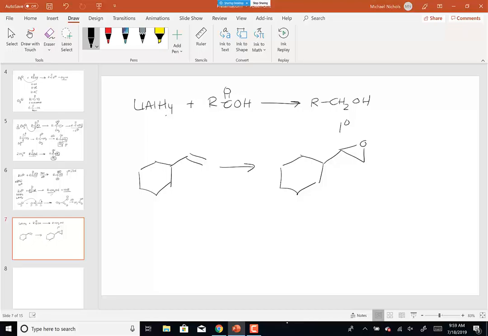So if we're going to do epoxide ring opening, we need to make an epoxide. So how do we convert a double bond into an epoxide? What reagent would I use? Yell it out when you got it. What reagent do I use to do that reaction? I want to make an epoxide out of a double bond.